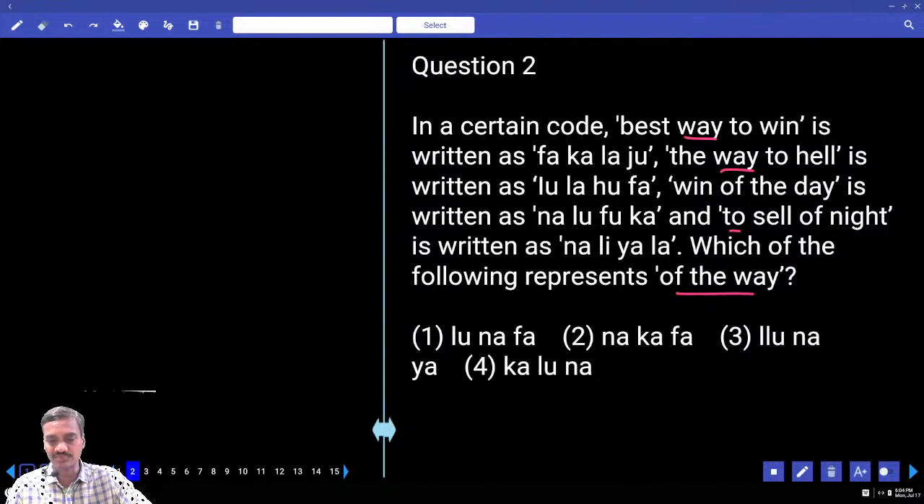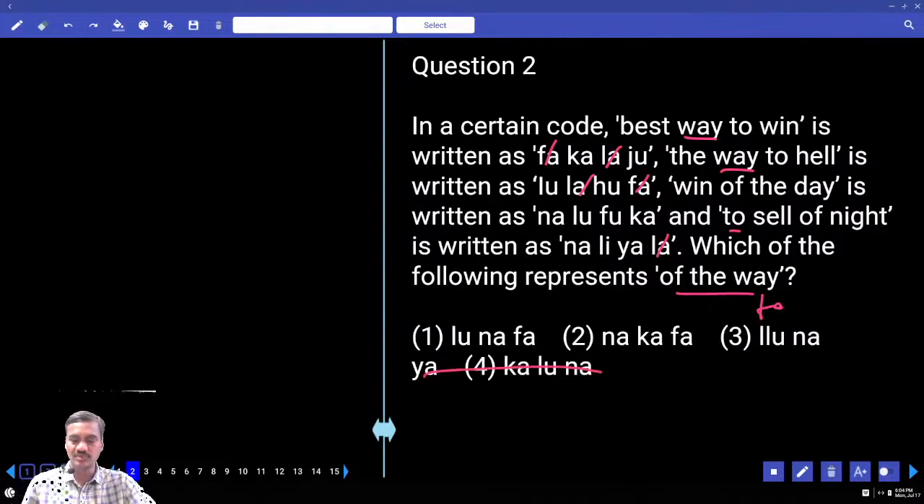Tell me what code is common in the first three: NA, LI and NALI, YALA. Now LA is common in all these. Hence LA is the code to the word to. Hence what is the code for way? And the code for way is FA. Now FA is the code here. Then these two are ruled out. Now we are left with the remaining two.